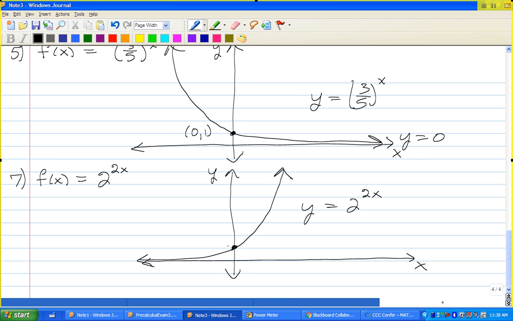At 0, it's 1. And as x goes to -infinity, it approaches 0. At 1, it's 2 squared, which is 4. At 2, it's 2 times 2 is 4, 2 to the 4th, 16.